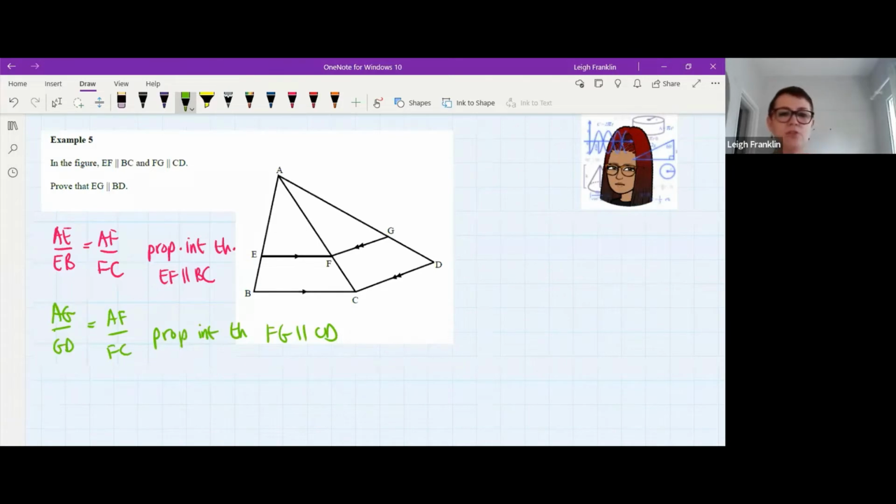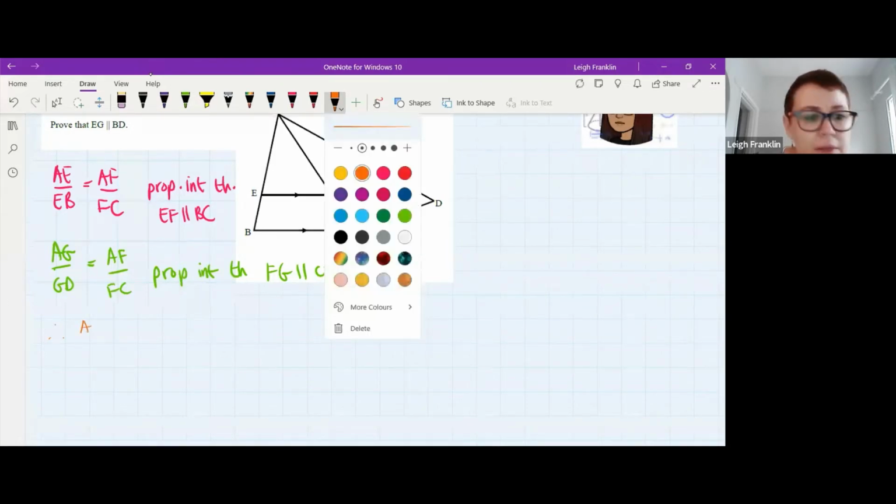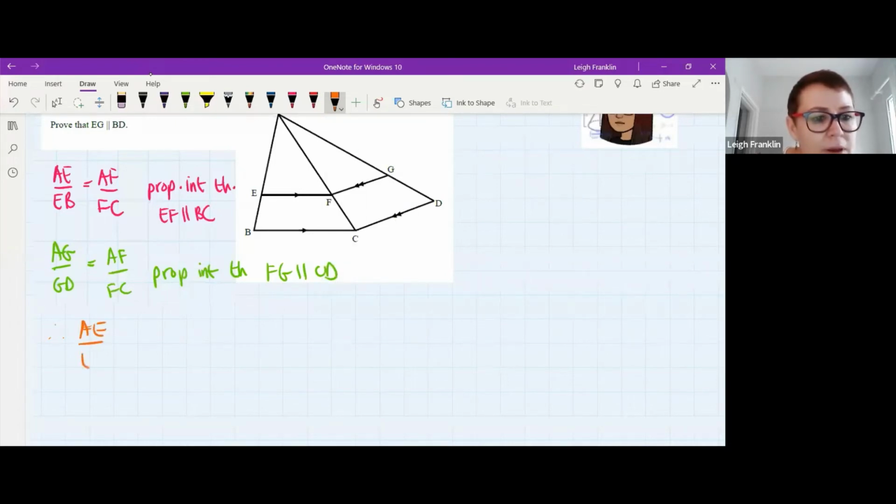Cool. So now we've made these two statements. Now what? How are we going to prove it? Okay, so therefore, AE over EB is equal to AG over GD. Let me just make this a little bit bigger. Therefore, AE over EB is equal to AG over GD. Good. So if two things are equal to the same thing, then they have to be equal to one another. And if AE over EB is the same as AG over GD, we are therefore able to conclude that EG is parallel to BD.